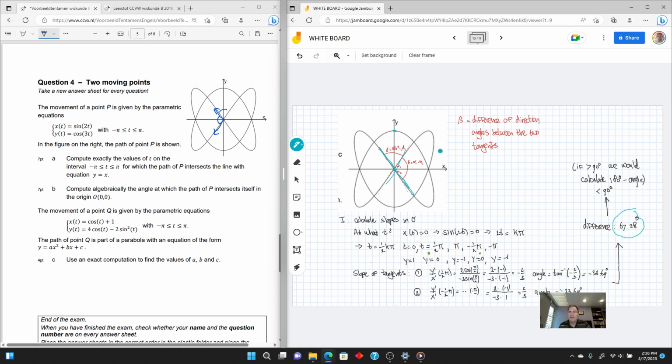Now, if you find something that is larger than 90 degrees, then you should do 180 minus the angle. Then we have a point Q given by this parametric equation. And then they state that this is actually a parabola with an equation of the form y is ax squared plus bx plus c. Now we need to compute the value of a, b, and c.